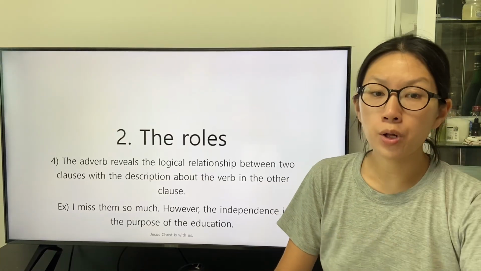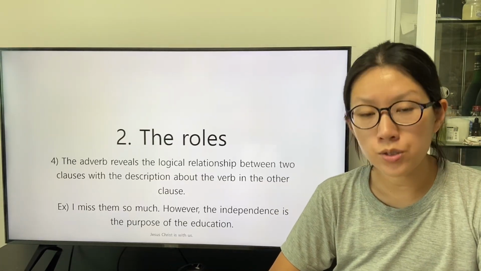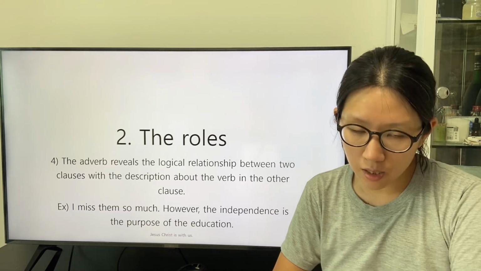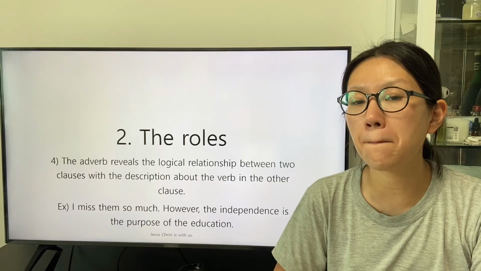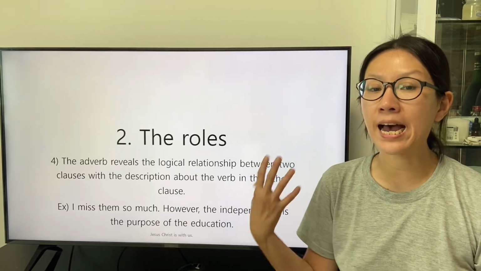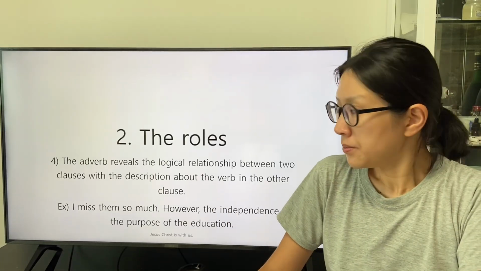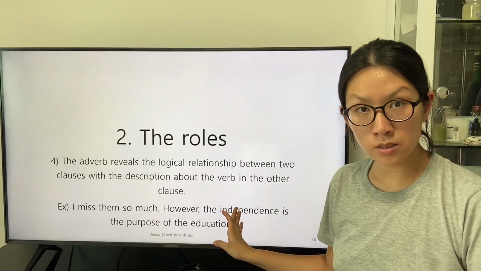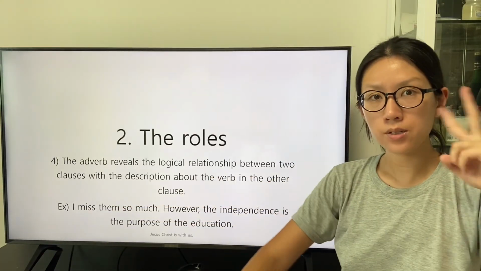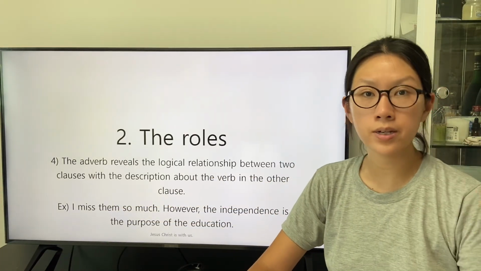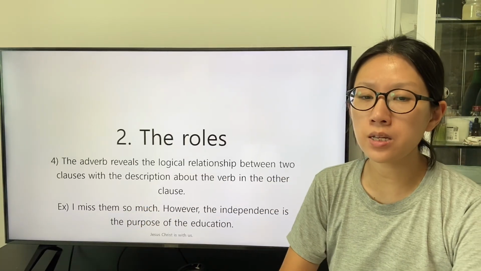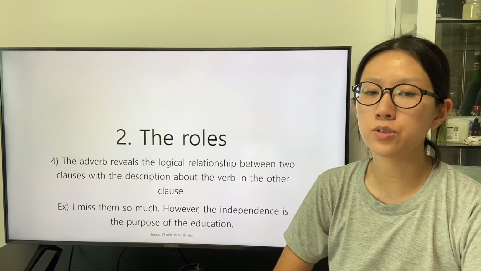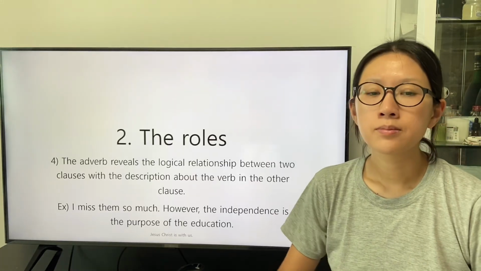The fourth role of an adverb is to reveal the logical relationship between two clauses with a description about the verb in the other clause. There is an example that the two clauses are included. I miss them so much. However, the independence is the purpose of the education.